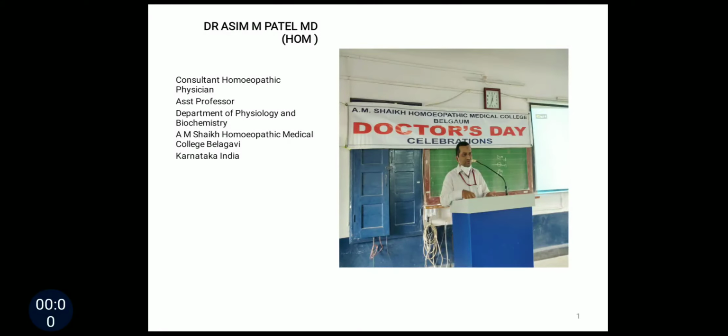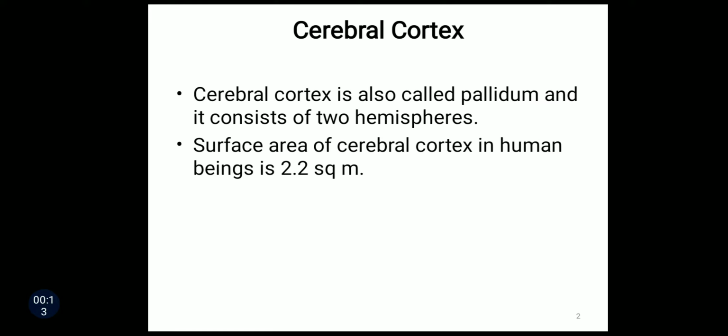Good morning, all. Now we will start with one of the very important structures in the central nervous system, that is the cerebral cortex. Cerebral cortex is also called the pallium, and it consists of mainly two hemispheres, that is right cerebral hemisphere and left cerebral hemisphere. The surface of the cerebral cortex in human beings is around 2.2 square meters.